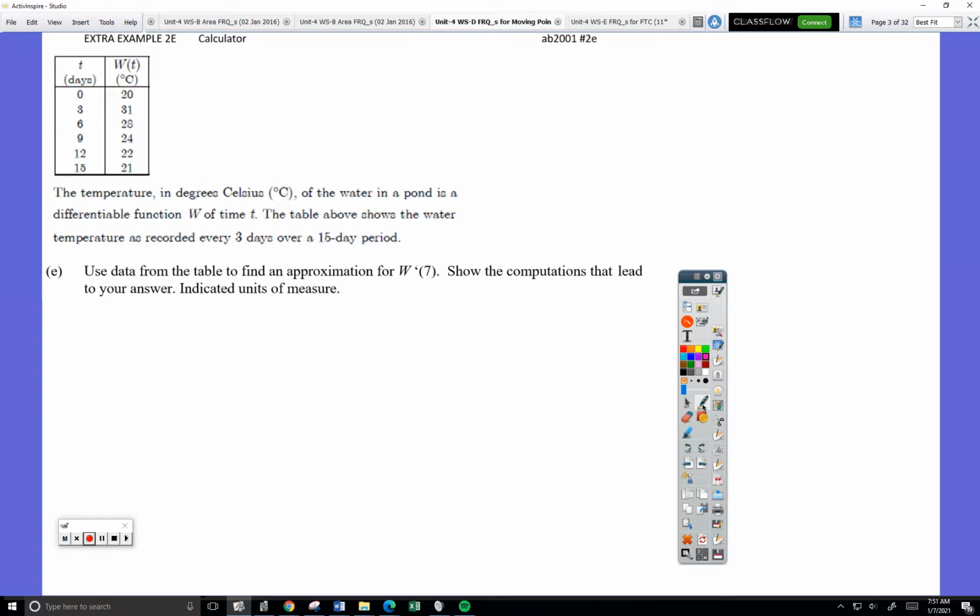This problem is not new. It's straight from the yellow packet, the same concept we talked about there. Again, they give a table. The table simply shows the water temperature at different days. They ask us to use the data from the table to approximate W prime of 7. W prime of 7 would represent how fast the water temperature is changing precisely on day 7.